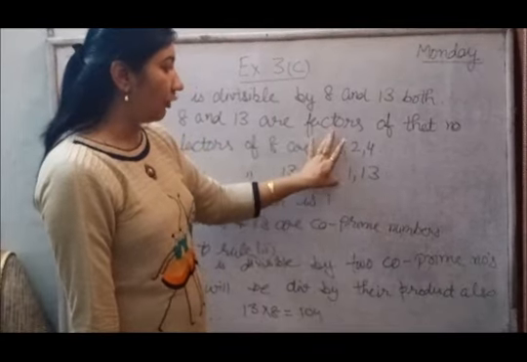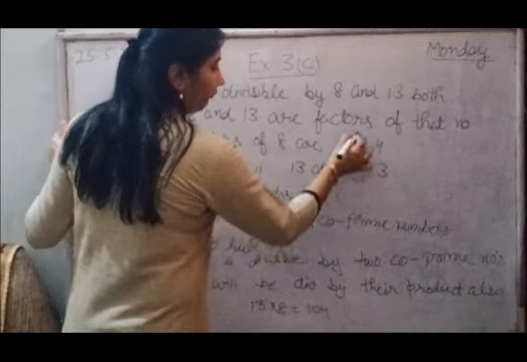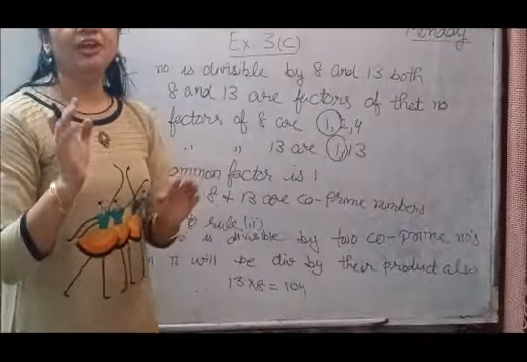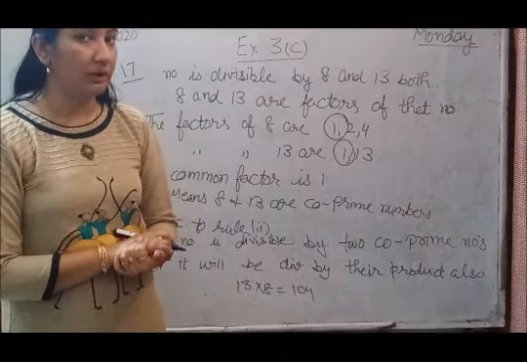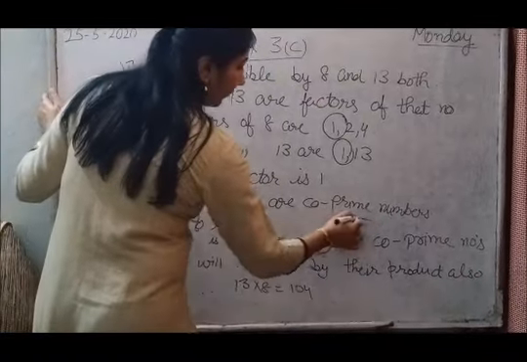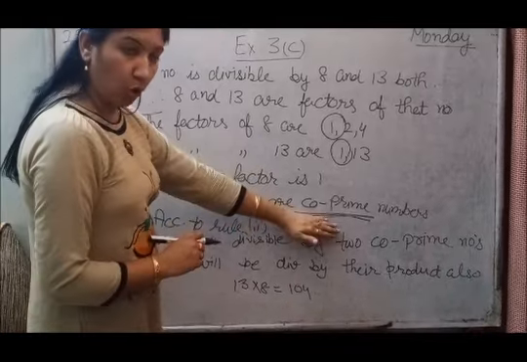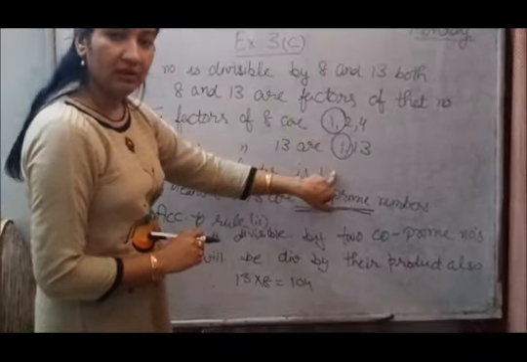Now, what is the common factor in these two? What is common? 1. So, the common factor is 1. If in any two numbers the common factor is 1, then what can we say about those numbers? Co-prime. It means 8 and 13 are co-prime numbers. Those numbers are called co-prime whose common factor is always 1.